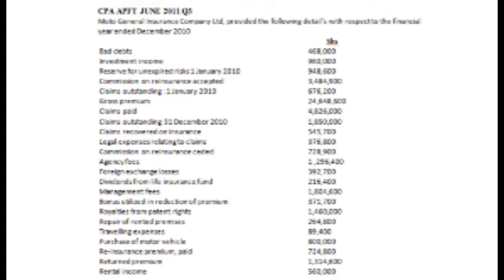Now we have additional information on the same. One, agency fees of shillings 16,400 relate to the life insurance fund. Two, management fees include shillings 24,200, which relates to tax consultancy. Three, repairs of rented premises include shillings 14,800 for purchase of furniture. Required in that question is a statement of adjusted taxable profit or loss for Motor General Insurance Company Limited for that year.